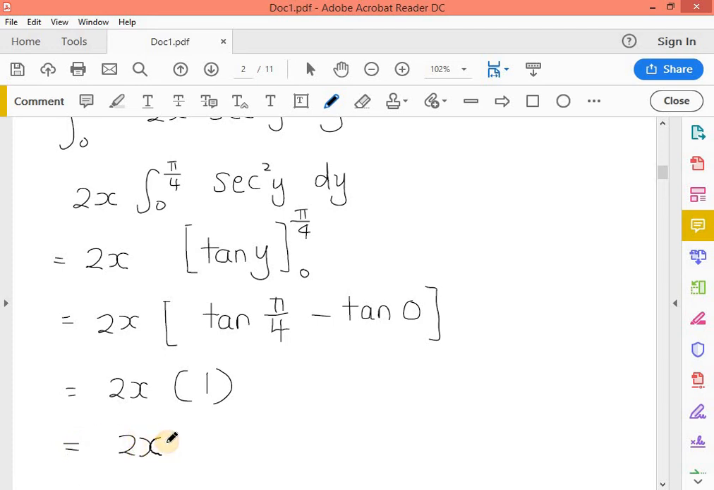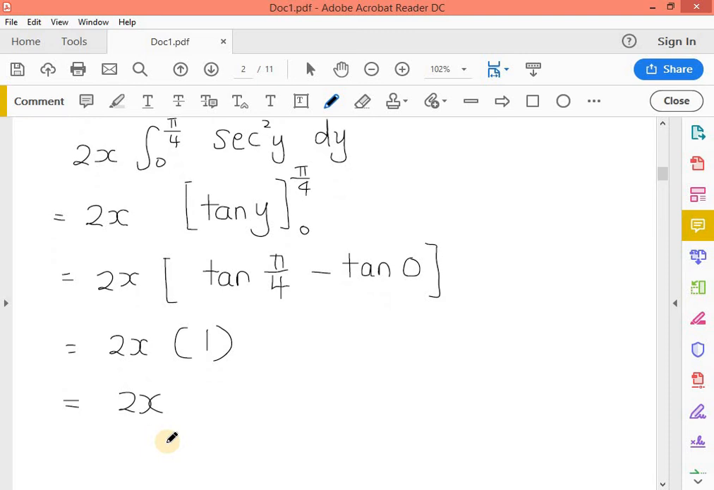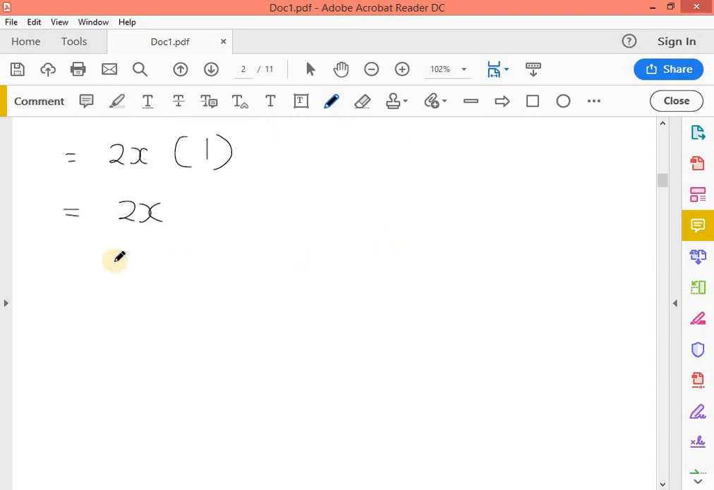So at the end, you have 2x. Okay, can you get 1 here? Yes? Okay, so this 2x, you haven't finished your question yet. This 2x is the answer after you perform the integration for the inner part. Okay, you have the outer part as well. So you have to replace this 2x in the outer part. And this time, you have to integrate with respect to x. And the interval will be from 1 to 3.